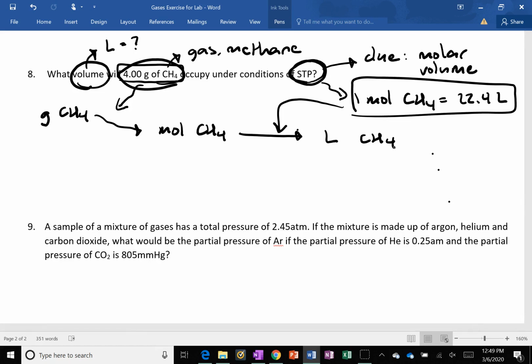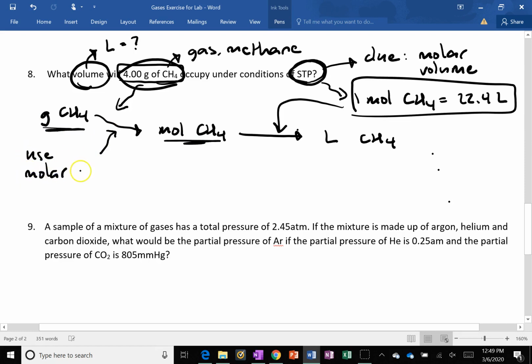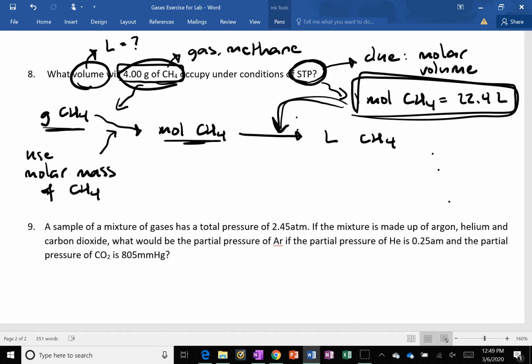How do I get from grams to moles? Well, I'm going to use the molar mass, which you've done multiple times already. You can calculate the molar mass of CH4 by adding together 1 C and 4 H's, convert your grams to moles, and then use the molar volume to convert the moles into liters. So this is just another example of using dimensional analysis to simply convert units, which is something you've done ever since week 2 of the quarter.